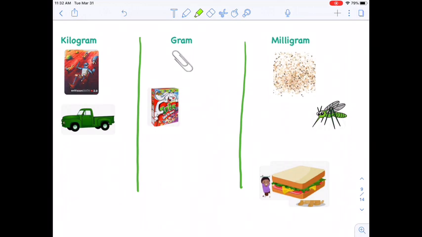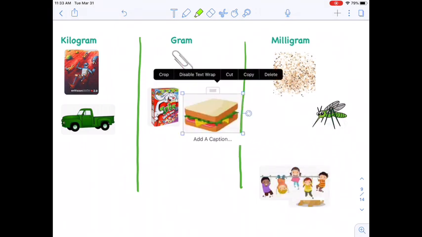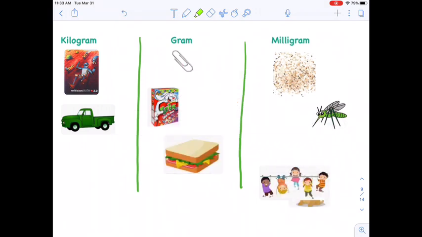Now, how about a sandwich that we make at home? Do you think a sandwich weighs as much as your math textbook, or do you think it weighs less than your math textbook? Yeah, I think it probably weighs less than your math textbook. If you made a sandwich as heavy as your math textbook, that would be a pretty big sandwich. I sure hope your sandwich weighs more than a grain of sand. Otherwise, you might be really hungry after you tried to eat it. So I think we would measure our sandwich in grams.